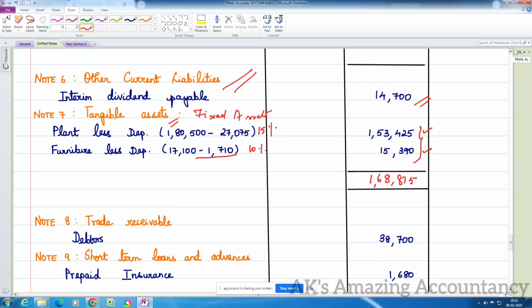Then note 8 will be for trade receivable. Usually under trade receivable we will be having debtors. So you can refer to the problem. Debtors given in the problem is 38,700. And we will be preparing note 9 for short-term loans and advances. Under short-term loans and advances, any prepaid items will come. In this problem, we have already seen prepaid insurance. As per the problem, it was given that insurance was prepaid. So let us just have a look at the problem.